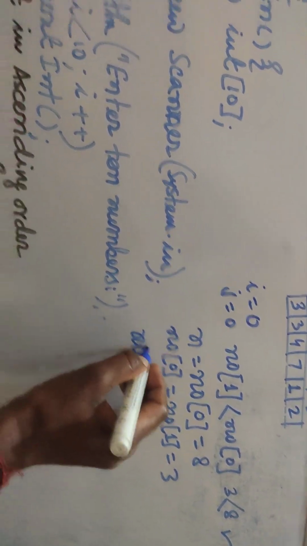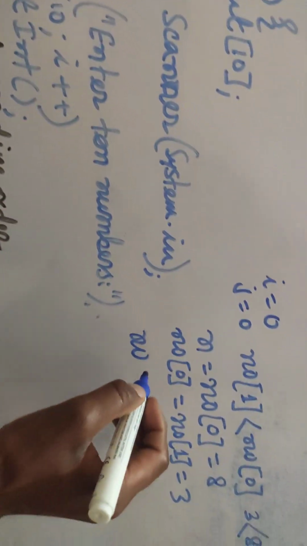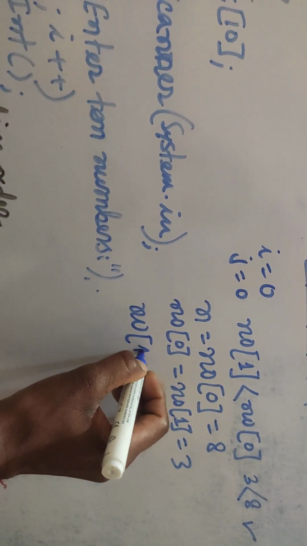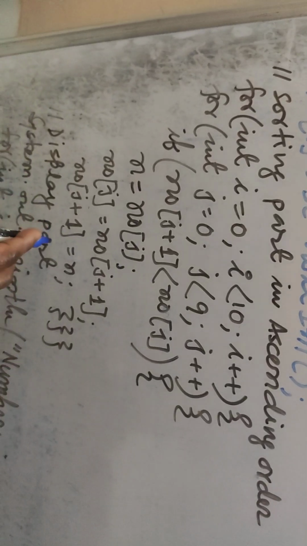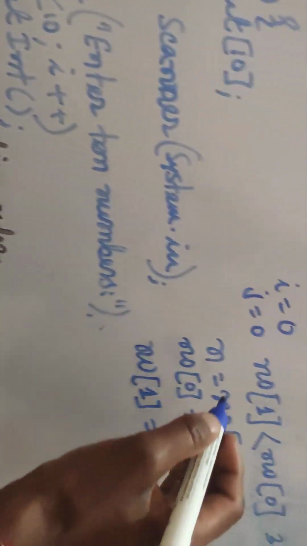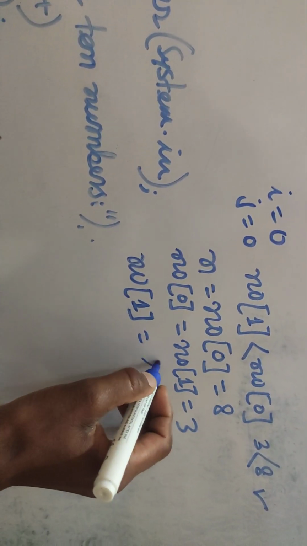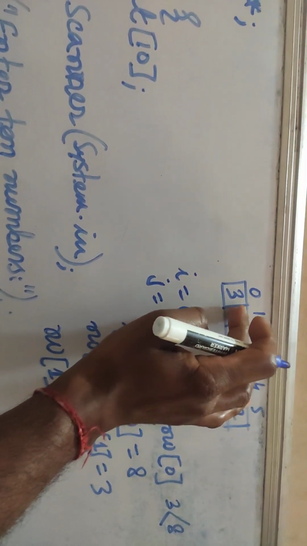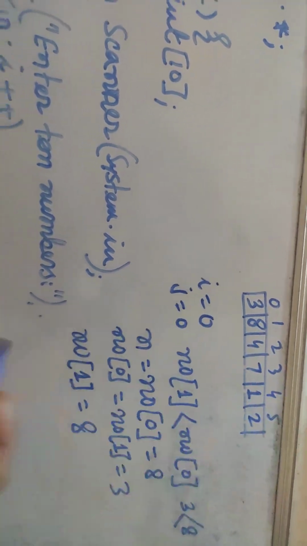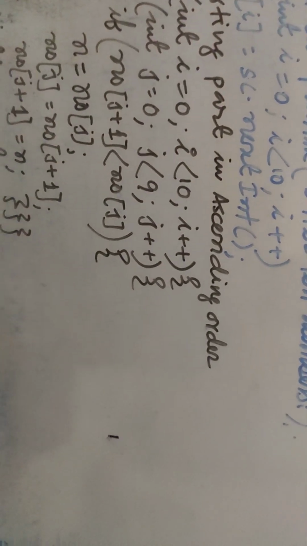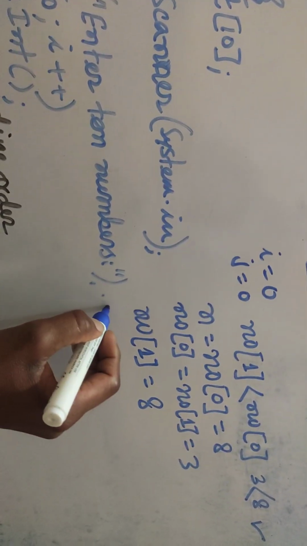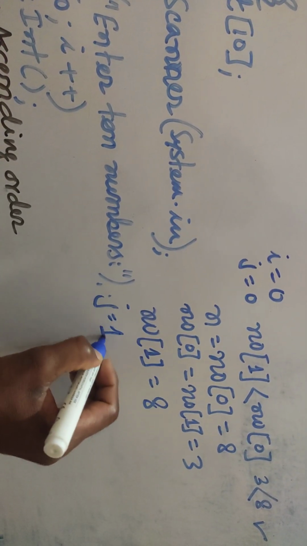Now here number of j plus 1, number of j plus 1 means 0 plus 1, 1. In 1, which value? Number of j plus 1 equal to n. What is n? 8. Now see, 8 will be placed here. Okay.